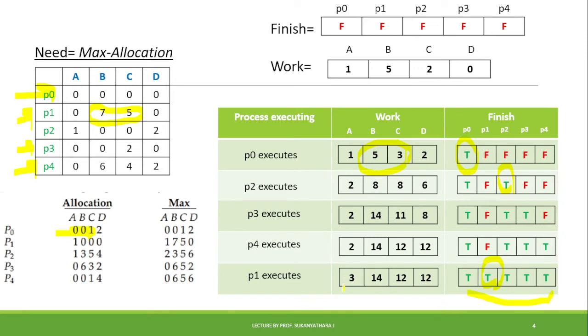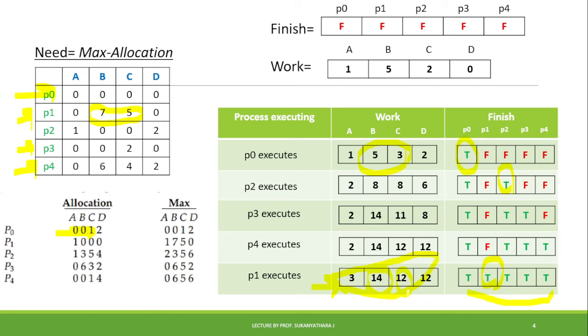And now look at these values. What are these values? When all the processes have completed execution, they have released all the resources used by them. And this is the total number of resources we have in our system. We had a total of three instances of resource type A. We had a total of 14 instances of resource type B. We had a total of 12 instances of resource type C and we had a total of 12 instances of resource type D. At the end, when all the processes leave the system, all the resources will be made free.